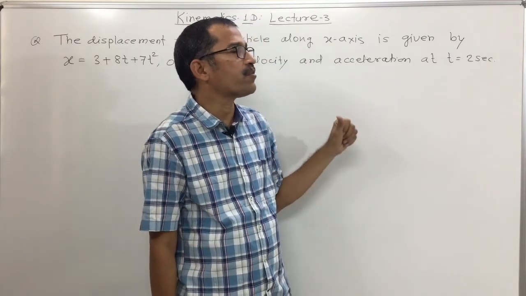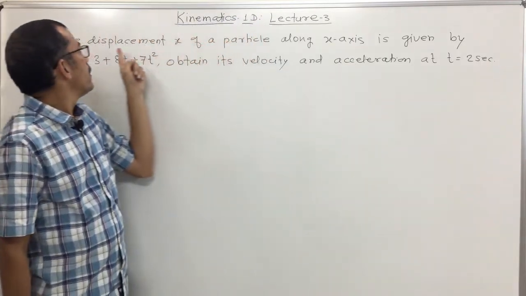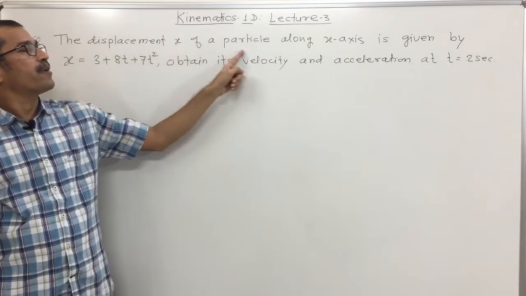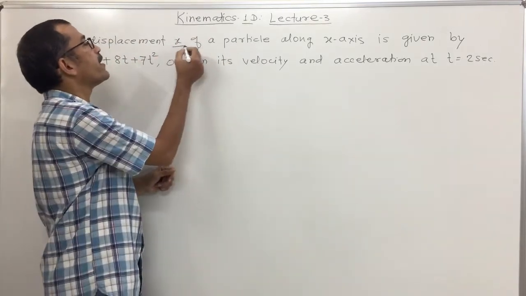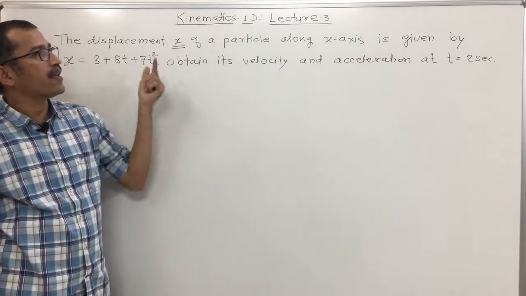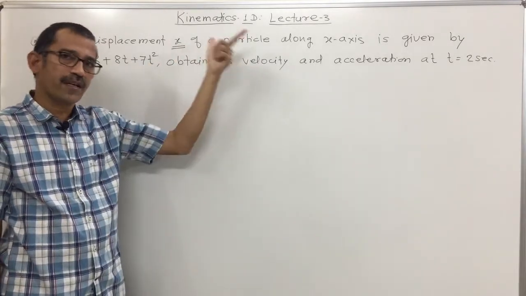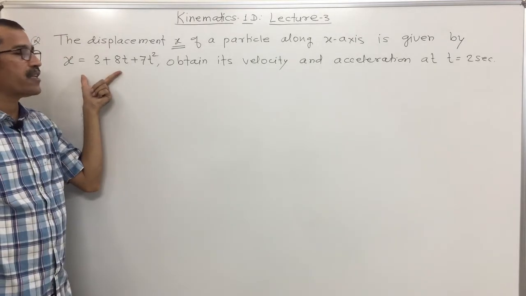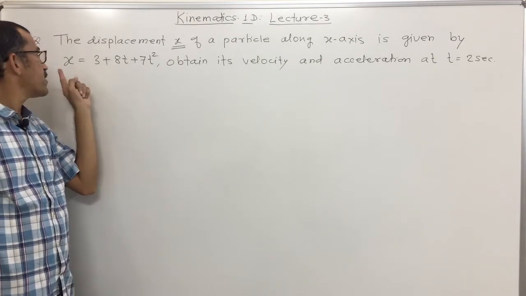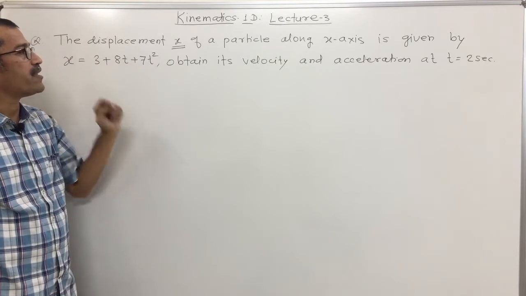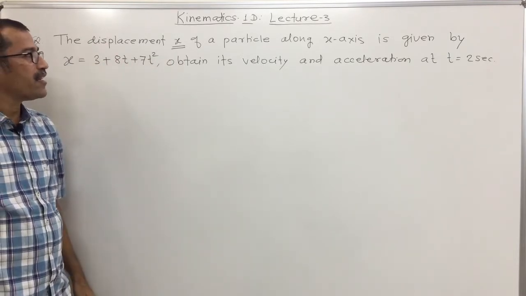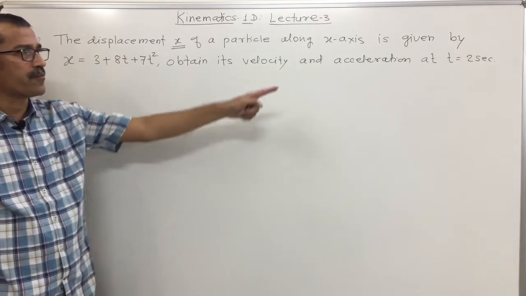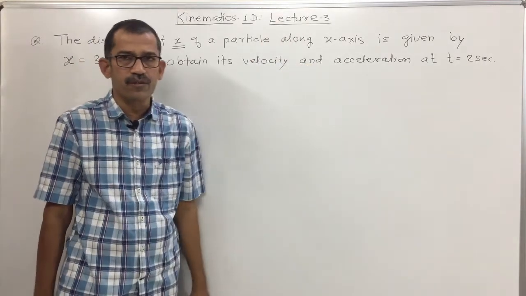See what is given in this problem. The displacement x of a particle along the x-axis, meaning the particle is moving along the x-axis, is given by x equal to 3 plus 8t plus 7t square, meaning x is given in terms of time t. Obtain its velocity and acceleration at t equal to 2 seconds. Particularly, the time instant is given as 2 seconds.